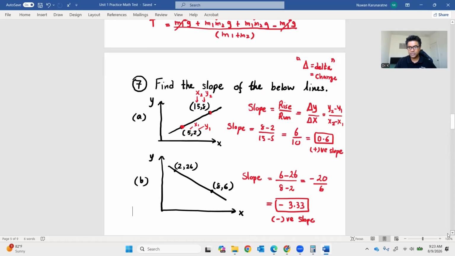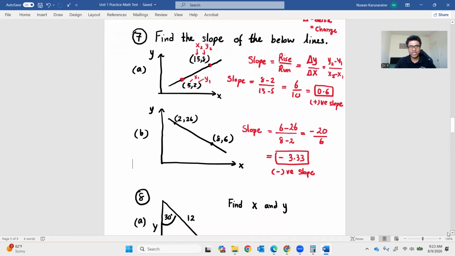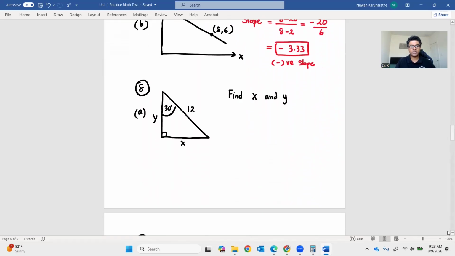Okay, so we are almost halfway. Let's go to the next one, basic trigonometry. So find x and y. So that's our hypotenuse, right? You should remember this basic stuff. That's the hypotenuse. Angle is 30. Opposite to that, you have x, so that's our opposite side. And then the other one is adjacent.